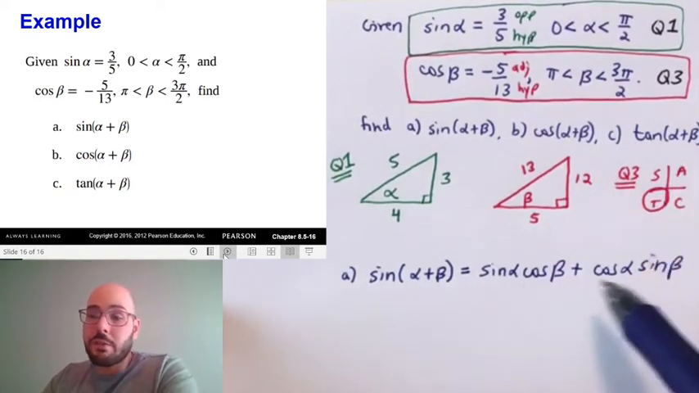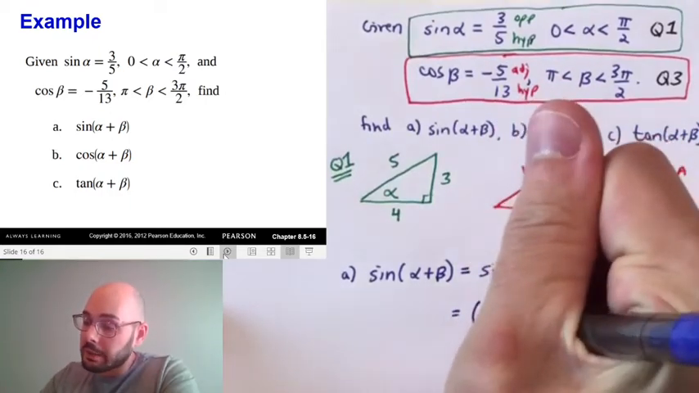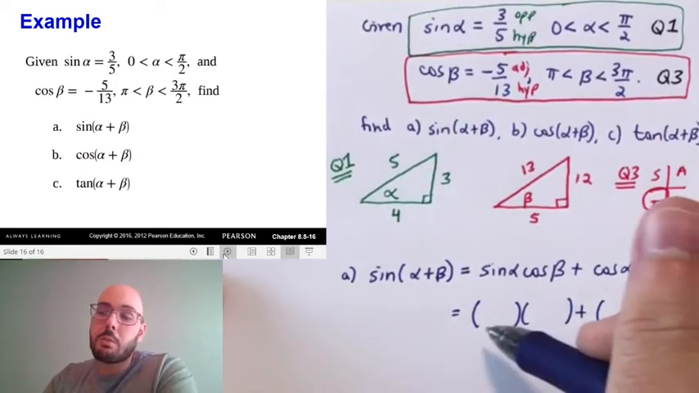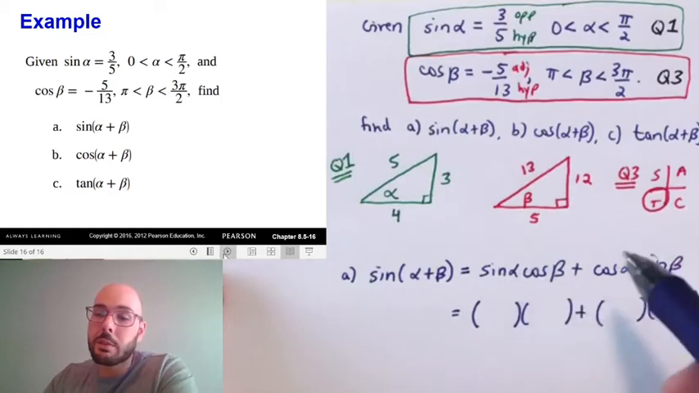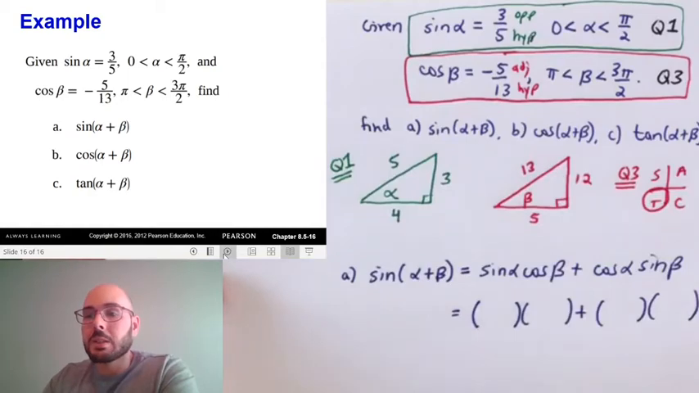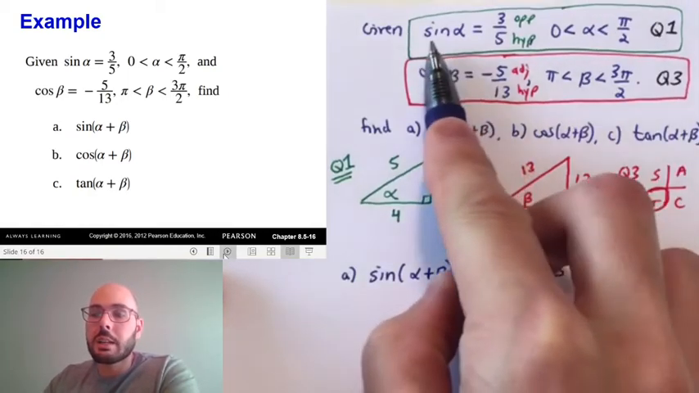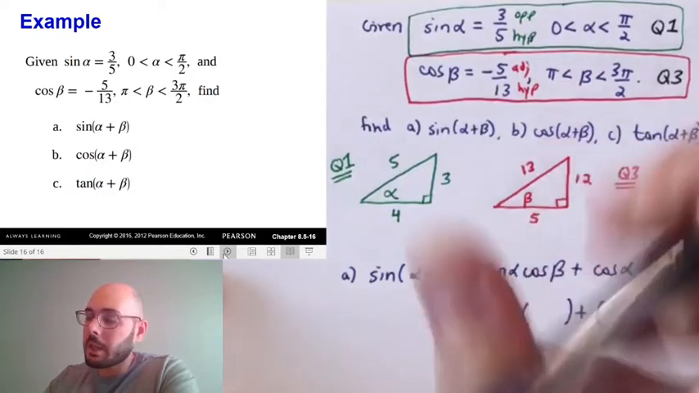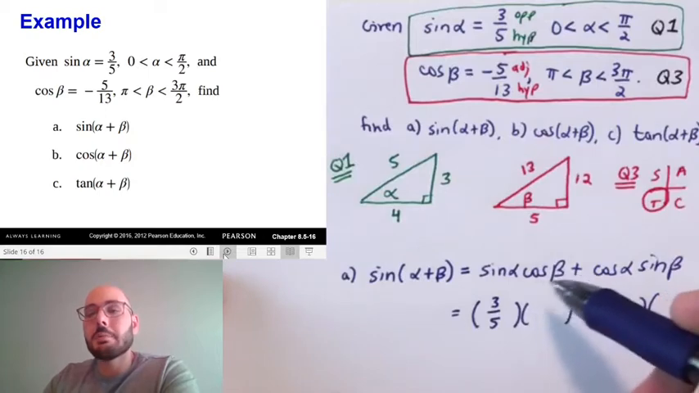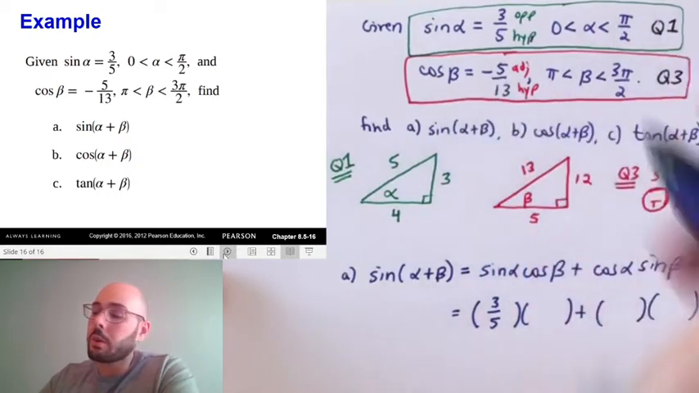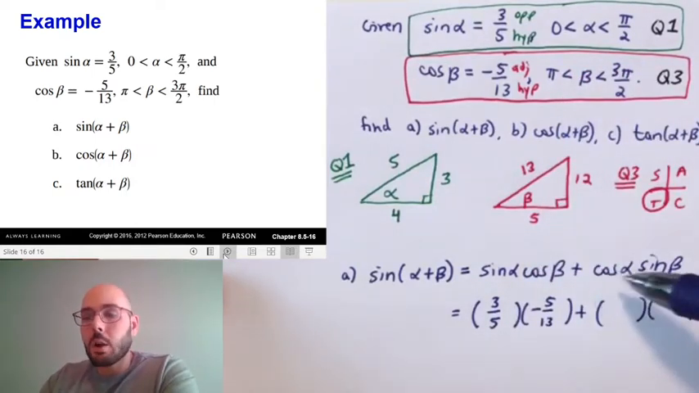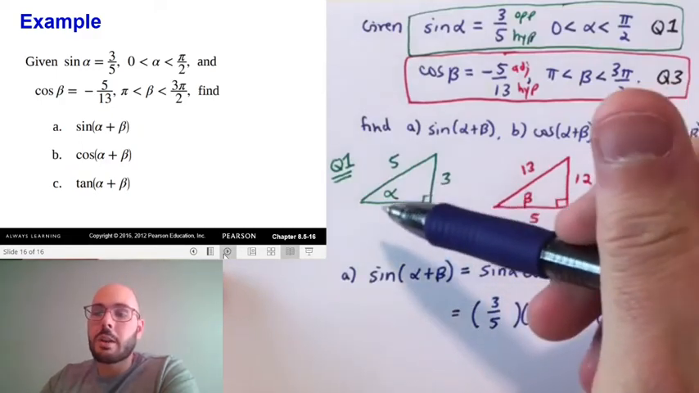So what we need to do is just fill in this information. What are sine alpha, cosine beta, cosine alpha, sine beta? So I'm writing parentheses because we need to fill in those 4 pieces of information. And now we have these triangles, we can just look at them and fill this in. So sine alpha, we actually already knew that. They told us sine of alpha was 3 over 5. So I'm going to type that in there, 3 over 5. Great. Next up is cosine beta. They told us cosine of beta to start with. That was negative 5 over 13. Great. All right, cosine alpha is up next. So I'm going to use the triangle that we drew.